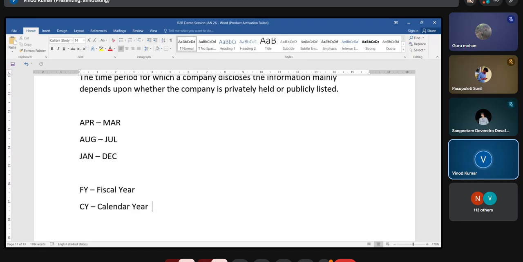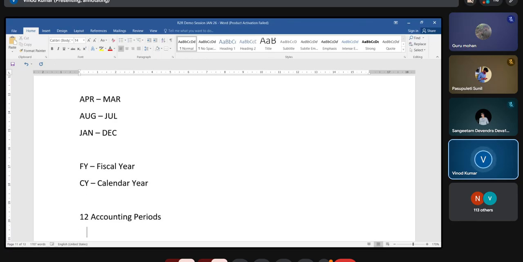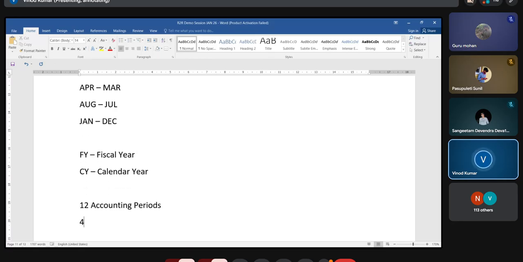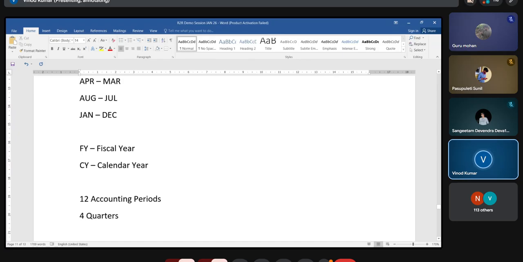So in every financial year, how many accounting periods will be covered? 12 accounting periods. And how many quarters? 4 quarters. 12 accounting periods and 4 quarters. If you take any cycle, guys, April to March, how many months?